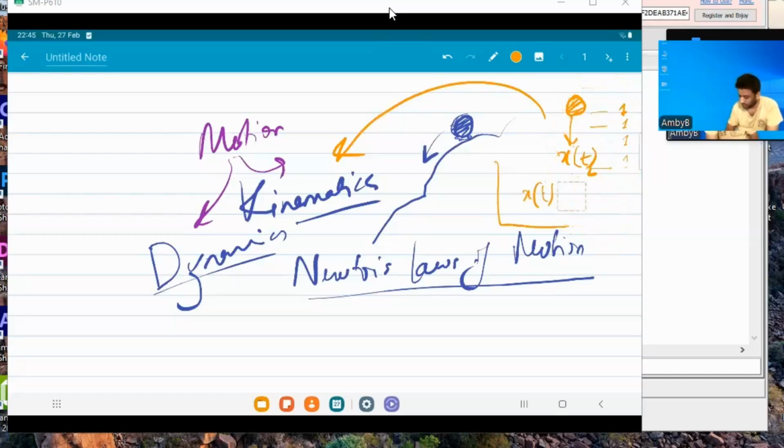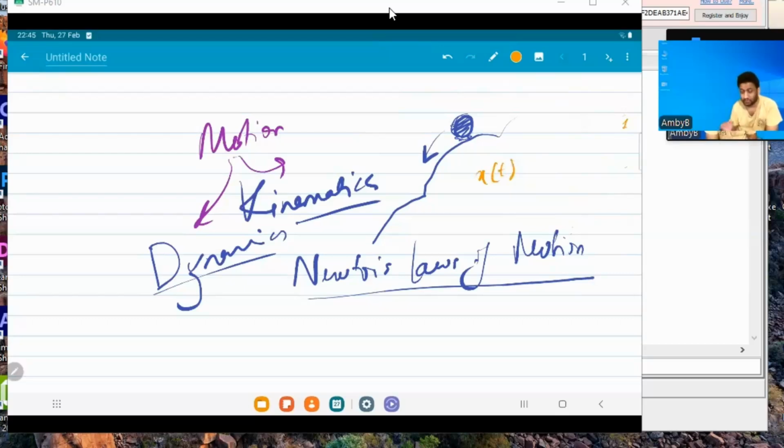So let's forget about kinematics for now. First, we will study kinematics definitely. I'll come back to that. We are not studying here the position of this object. You can use both actually. So that is one of the main things.